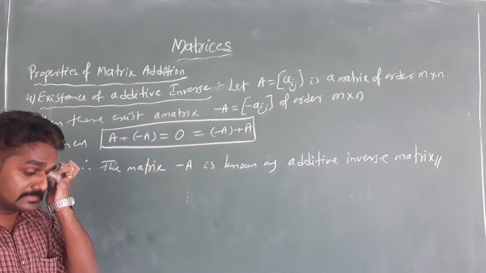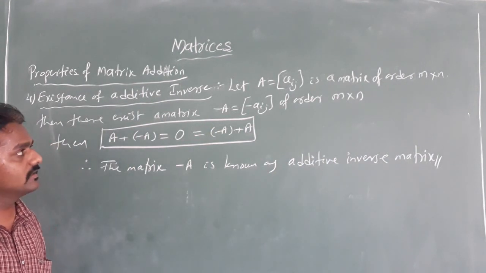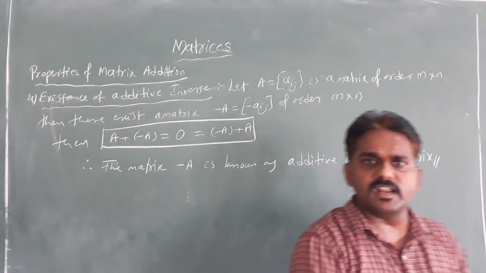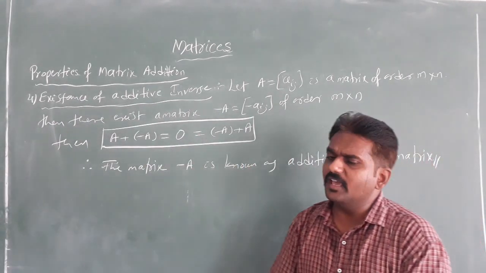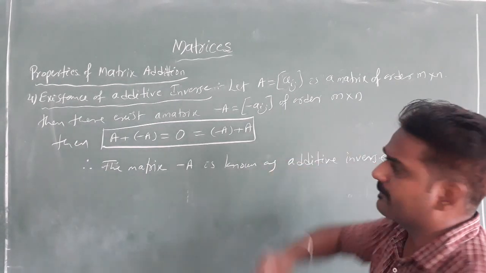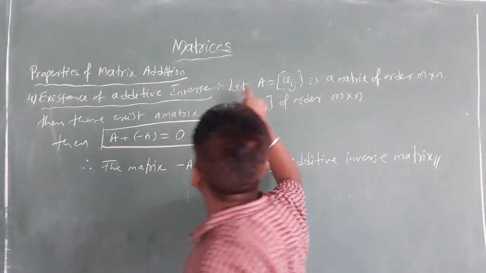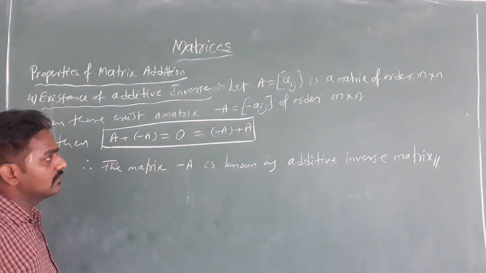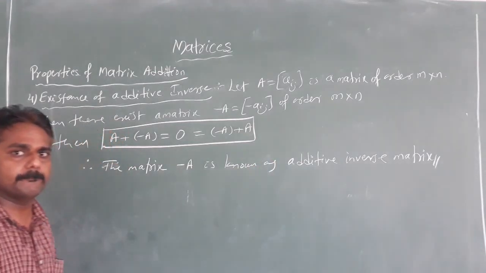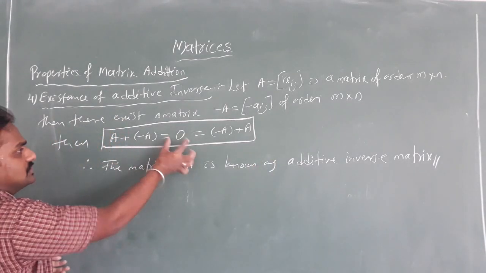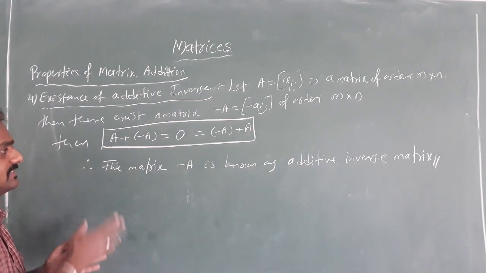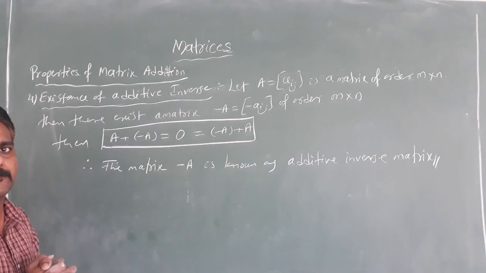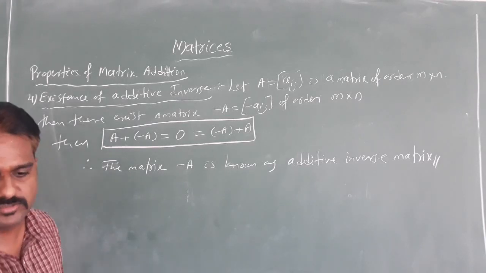Very simple thing, students. If you have the matrix A of the order m by n, then there exists another matrix minus A of the same order, that is m by n only. Then if I add these two matrices, A plus minus A or minus A plus A, you get the zero matrix. That is the additive inverse matrix of the given matrix A. Okay? Note it down, students.